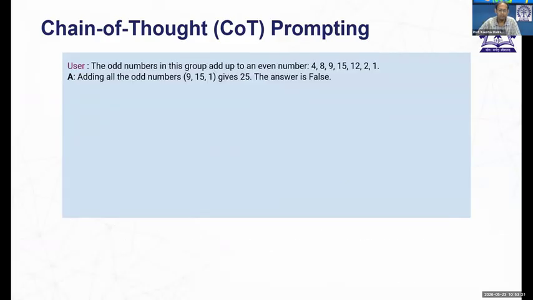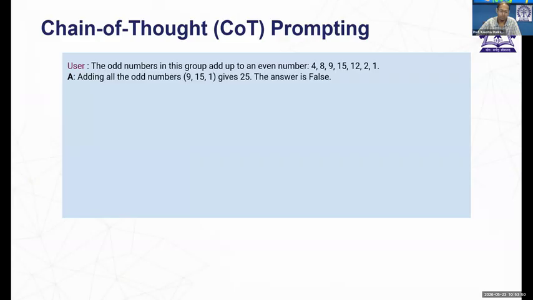Now let's see the same example. If we go with chain of thought reasoning, what is the difference and what is the output? Again, I'm asking the same question: do the odd numbers in this group add up to an even number, like 4, 8, 9, 15, 12, 1? But now, instead of few shot prompting, we are adding the reasoning process.